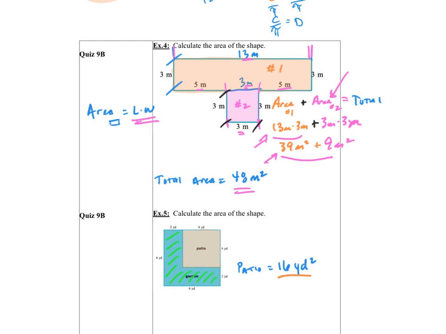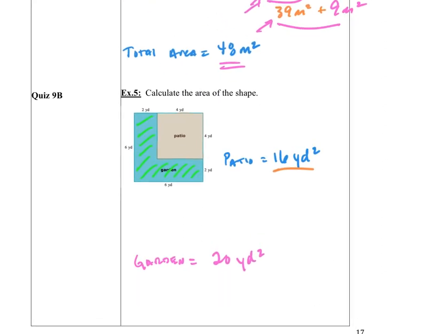Okay, so the patio area on this one should be fairly simple because really all we're talking about is this area right here. It's a 4 by 4 square, and the area of a rectangle is length times width, which is 4 yards by 4 yards, which is 16 yards squared.